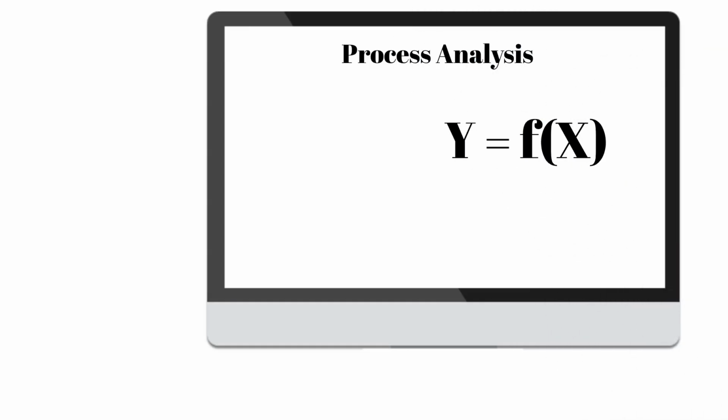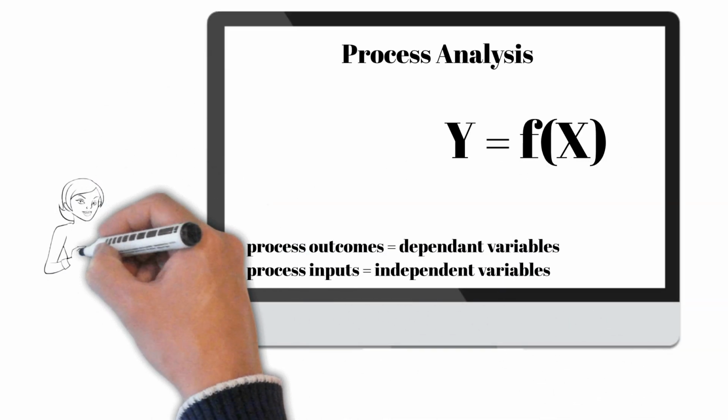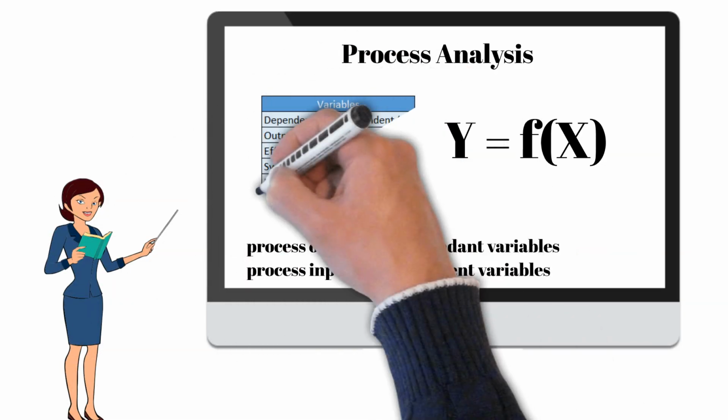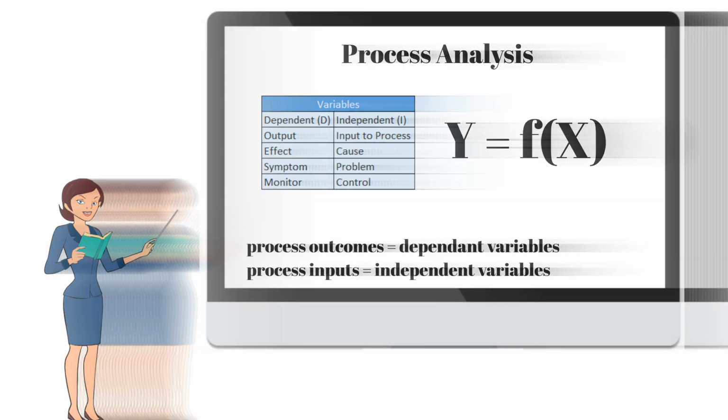is a function of x. In every process we have outcomes, and those outcomes we call dependent variables, and process inputs we call independent variables. So look at this table. Dependent variables, D, are outputs, effects, symptoms, and we monitor them. Independent variables, I, are inputs to the process, their cause or a problem, and we need to control them.